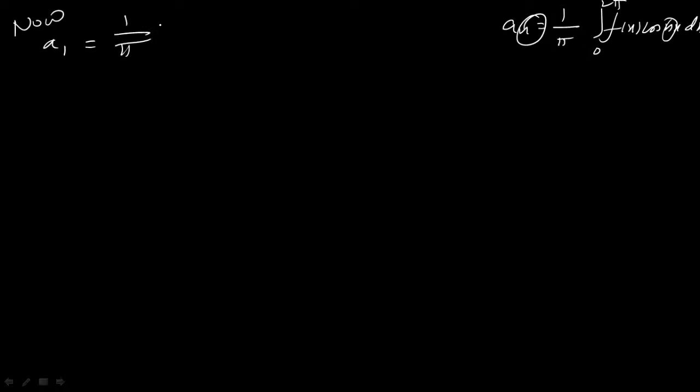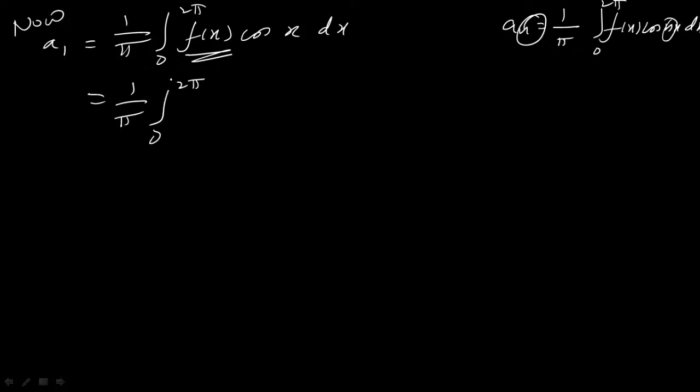So now here a1. You know the formula for an is equal to 1 by pi integral 0 to 2 pi f of x cos nx dx. Now just replace n by 1. What happens? That is a1 is equal to 1 by pi, 0 to 2 pi, f of x cos x dx. That's all. Next step, replace f of x by the given function, that is 0 to 2 pi. Here f of x is x cos x, product cos x dx.